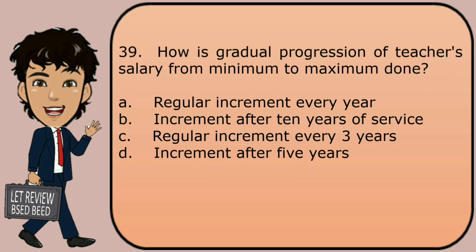(39) How is gradual progression of teachers' salary from minimum to maximum done? A. Regular increment every year. B. Increment after 10 years of service. C. Regular increment every 3 years. D. Increment after 5 years.